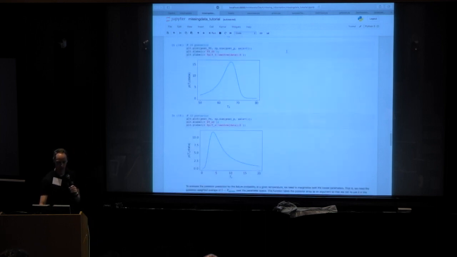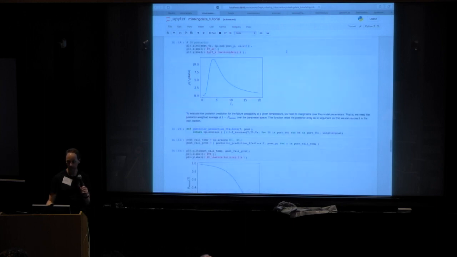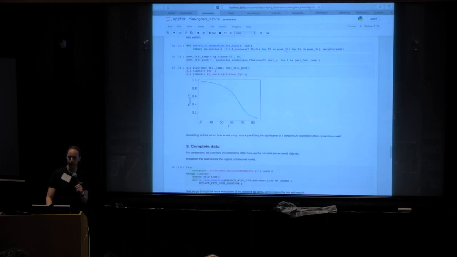These are the 2 1D posteriors. So if we're thinking as a function of temperature, you're likely to fail, and then there's a transition, and you're likely to succeed. That transition is in the 60s, according to this model. And the width of that transition is something like 5 degrees. We then go and look at what is the failure probability as a function of temperature, and that's what it is according to the fit.